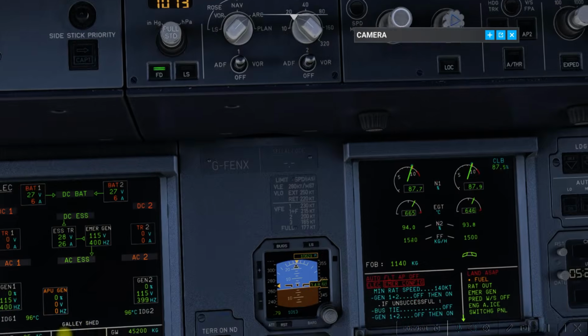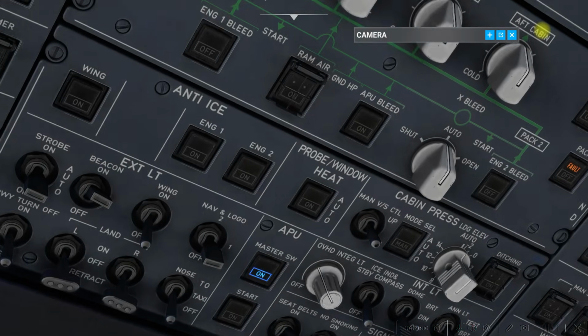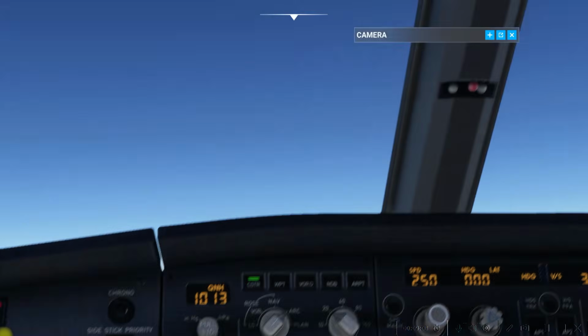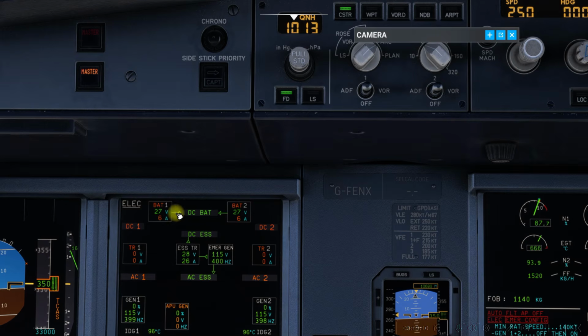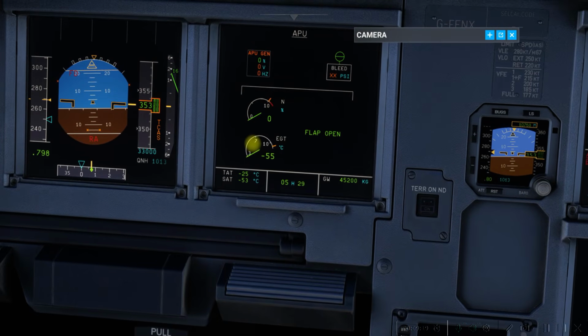Oh yeah, because the DC bat bus is not powered, right? So there you go, this is an example of it. So DC bat, let's see now. Right now the battery is connecting to it, but it could be because the DC bat bus is not powered that the APU is not turning on. Yeah, maybe that's why.